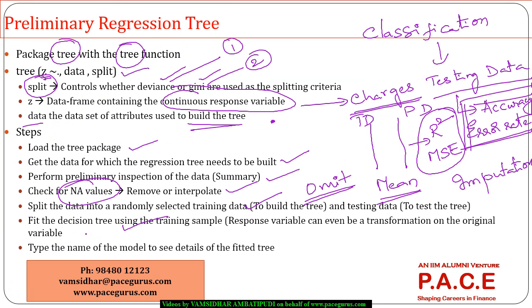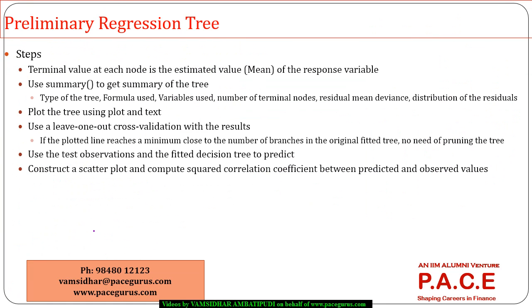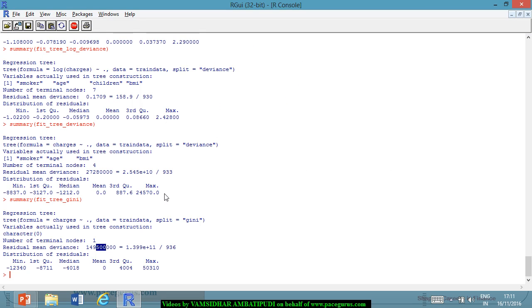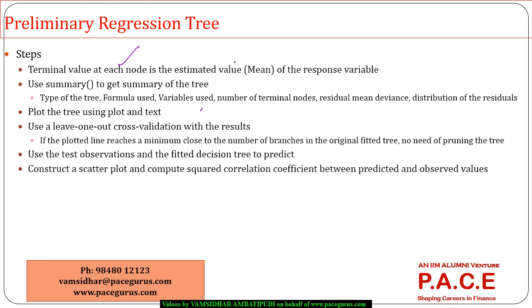In the summary, we can see the terminal value at each node. The terminal value at each of the nodes is the estimated mean value of the response variable of all the observations that fall into that particular node. So I have used the summary, and we have looked at the residual mean deviance. The lower it is, the better it is. The distribution of the residuals from minimum to maximum, mean, median, first quartile and third quartile are displayed.